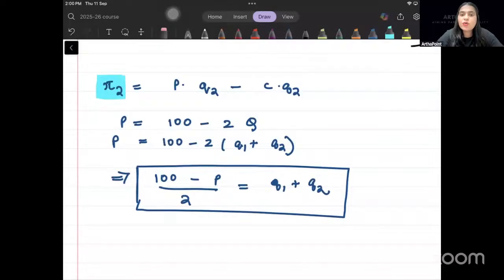But now if I have to determine the price sequentially, in that case I want to do the same backward induction. I want to differentiate it with respect to price now, right? Both firms are setting different prices.